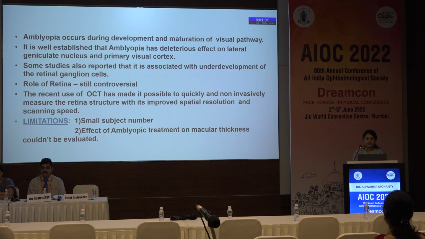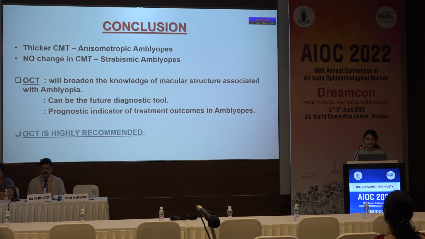There were certain limitations to my study. Firstly, the study had a small subject number and the effect of amblyopic treatment could not be evaluated as the treatment history varied from no treatment to non-compliance with the treatment. To conclude, my study found anisometropic amblyopes had thicker CMT value in comparison to the sound eye, while that of the strabismic amblyopes had no change in CMT values.